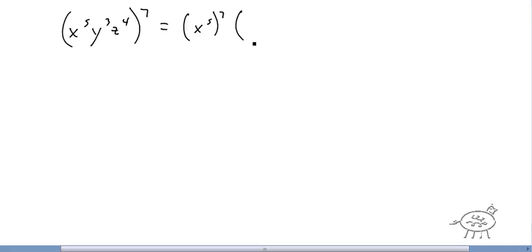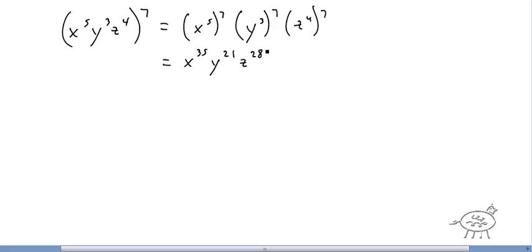But right now, in order to get full credit, I want to see all this work. So y to the third to the seventh and z to the fourth to the seventh. So then that's just equal to x to the 35th, y to the 21st, z to the 28th. That's it. That's your answer.